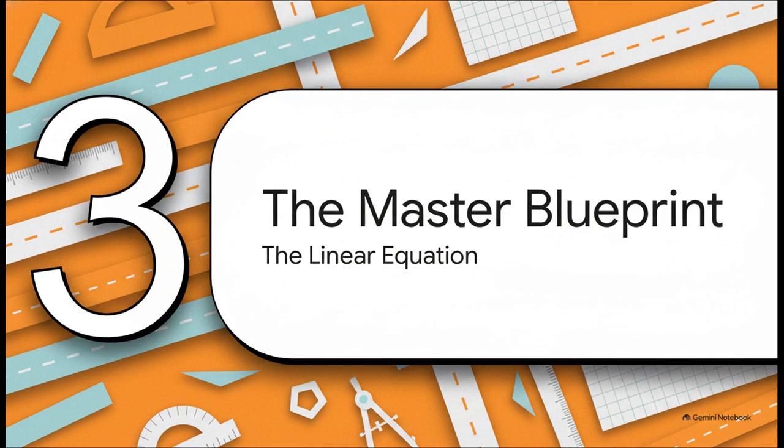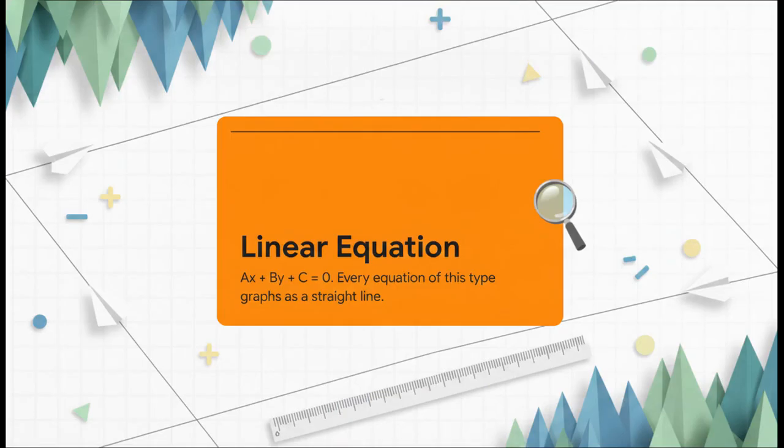Part 3. The master blueprint. Now that we've successfully mapped out our basic vertical and horizontal roads and our tilted highways, it's time to step back. Let's look at the master blueprint that governs absolutely all of them.